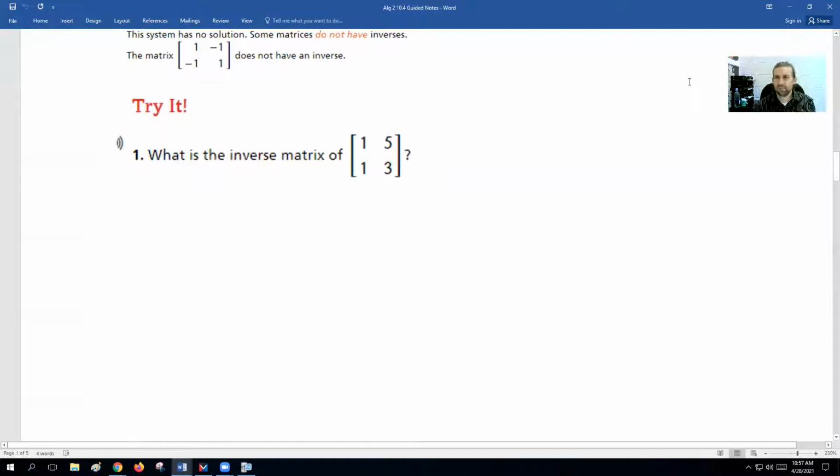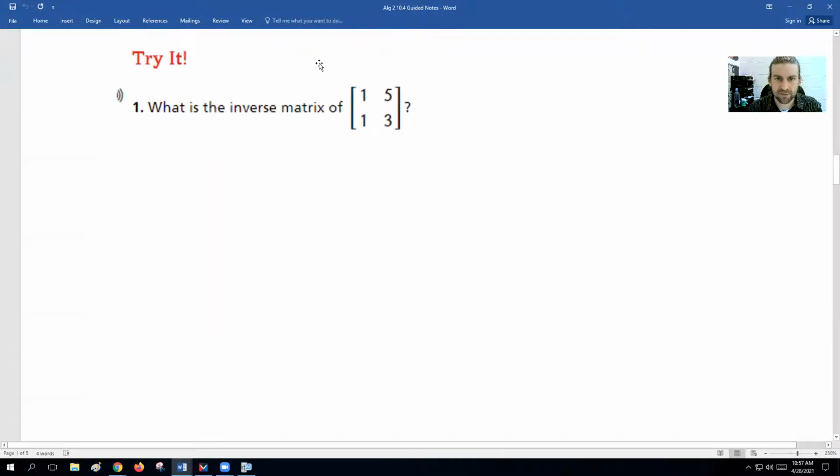Okay, so let's go through this step here. I need to pause to get my screen, my marker here, and we'll try this next one. All right, here we go.